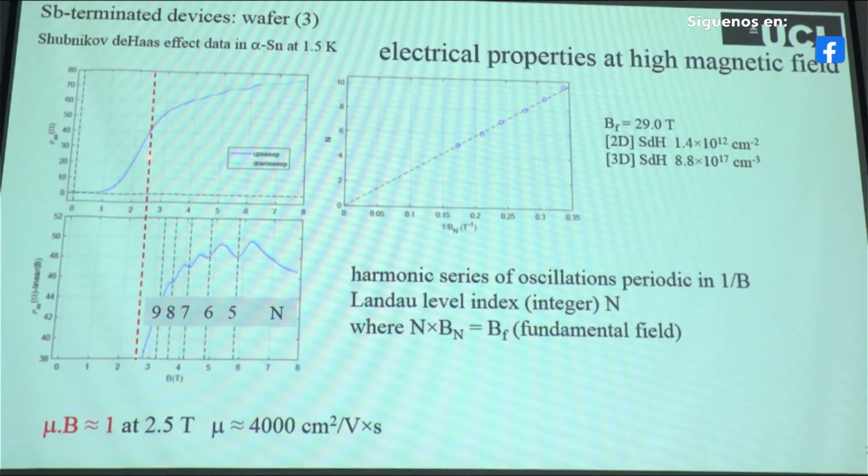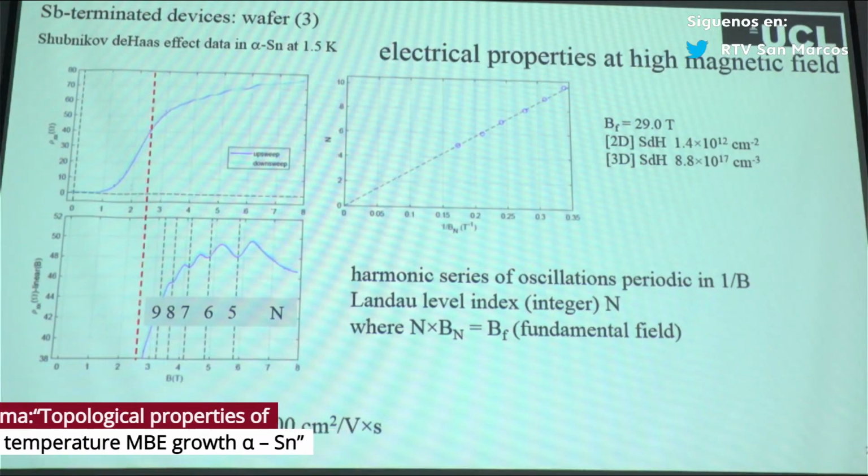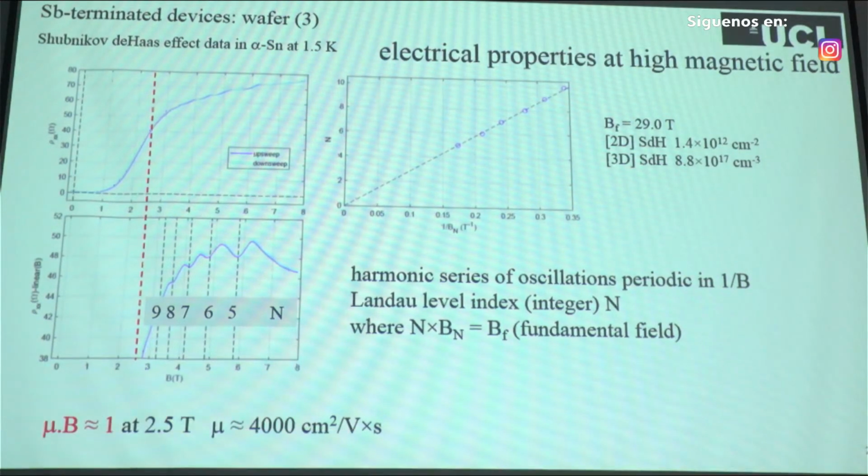So we know when we start to see a magneto-oscillation, we know that mu B equals 1. We get a charge going round a cyclotron orbit, so we know that the angle there is 1. So that gives us a mobility of 4,000. Okay, not too bad, 4,000 centimeters squared per volt second. Now, if you were to look at beta tin, it wouldn't be anywhere near that value. So we know we've got alpha tin here.